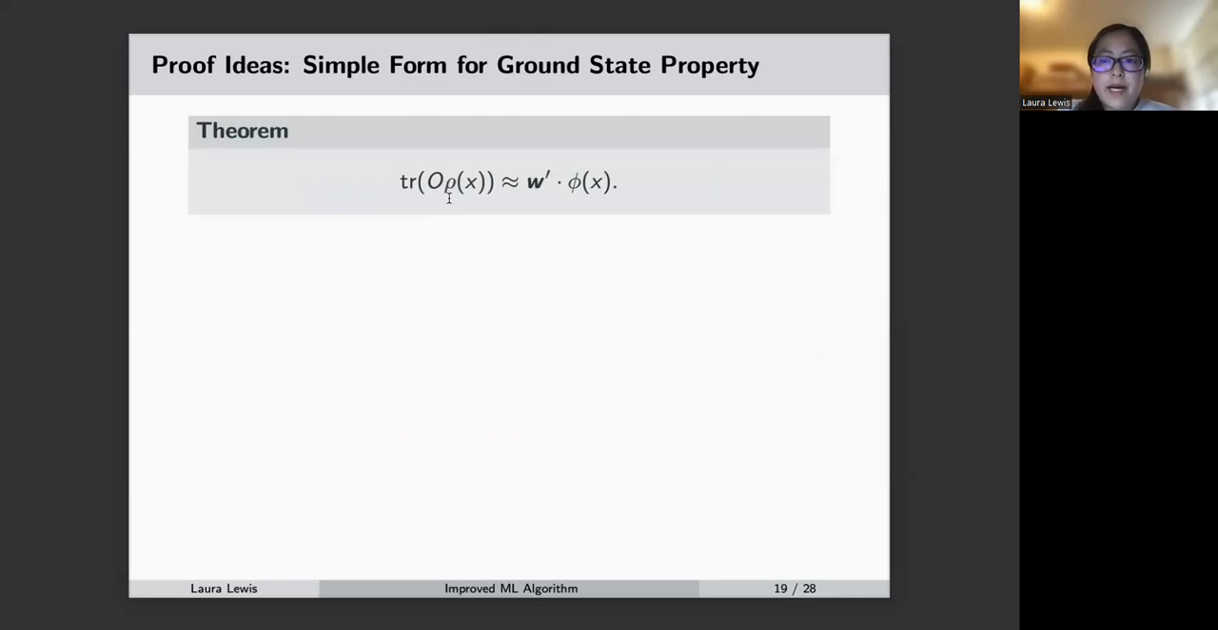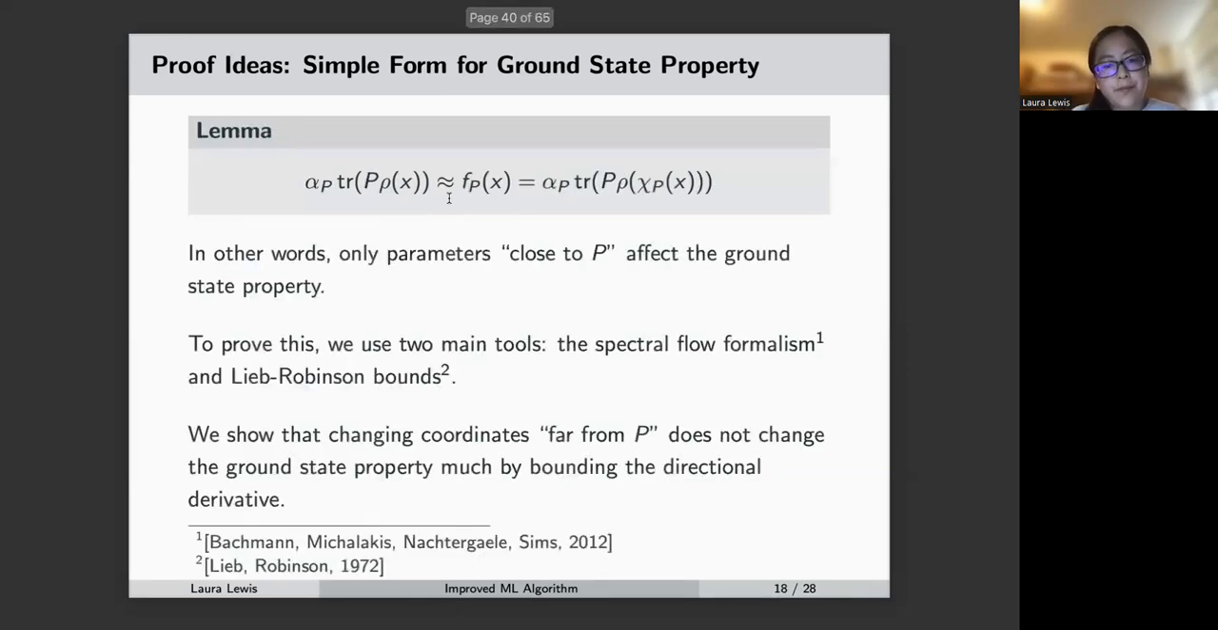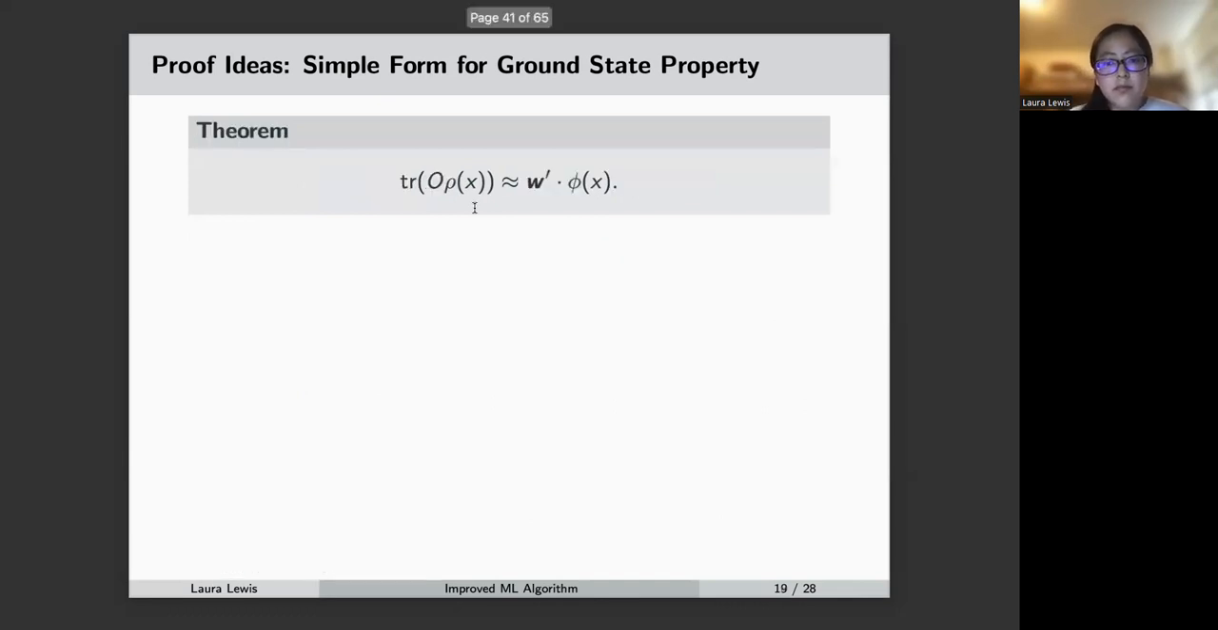Okay, and from that, how do we obtain this theorem? So remember that the previous lemma actually showed that trace O rho of x was approximated by f of x, where f of x is the sum of these f_p for all the Paulis p. And so we want to go from that claim to this one, that the trace O rho of x can actually be approximated by this linear function over the feature space, instead of this sum of smooth functions.